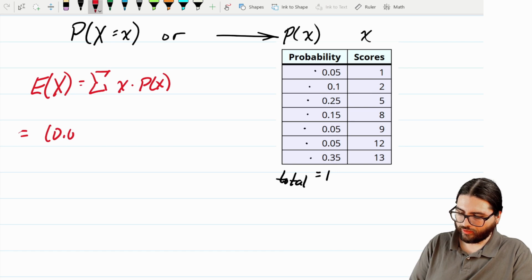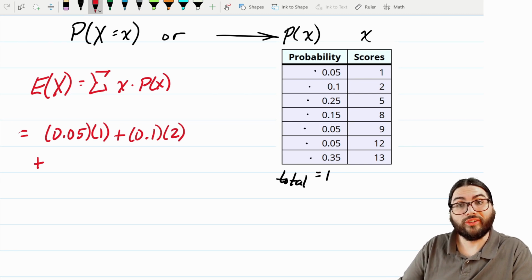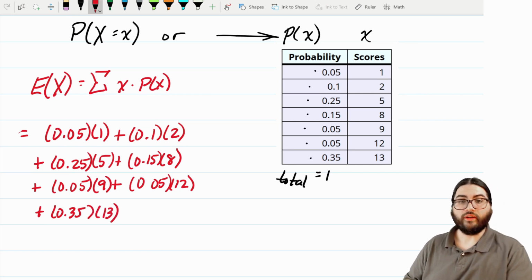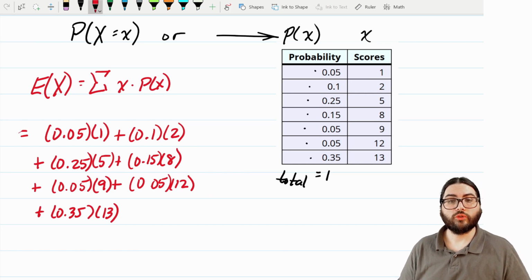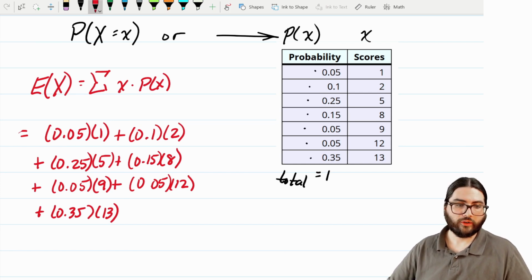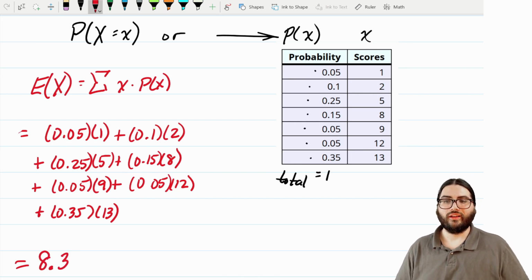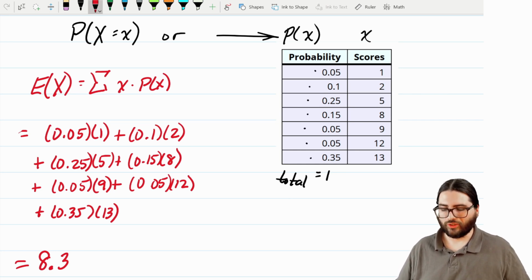So that's 0.05 times 1 plus 0.1 times 2 plus, you can see what I'm doing here. I'm just going to skip ahead to the end. Plus 0.35 times 13. I've multiplied all of the values times their probability, and now I'm going to the calculator and ask it to add all of these things together. That equals 8.3 by my calculation. Leo, let me know if that's correct or incorrect, but I think that's about right.